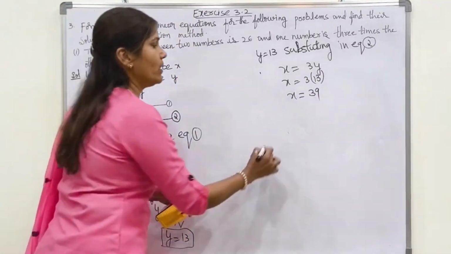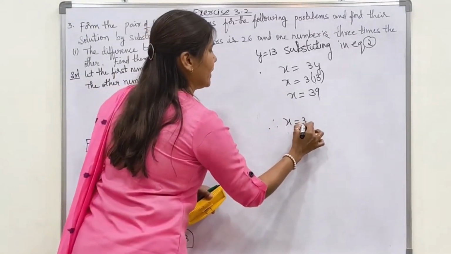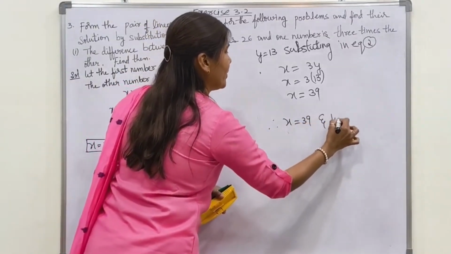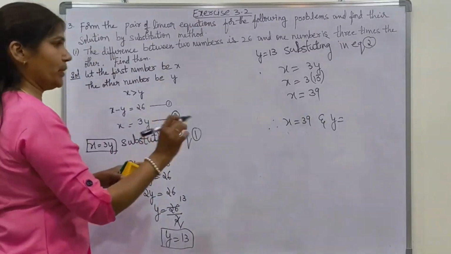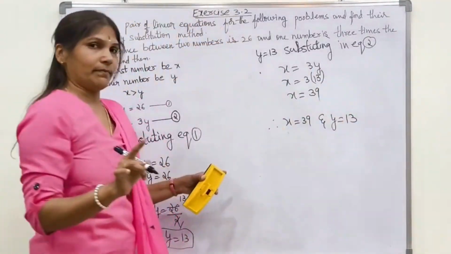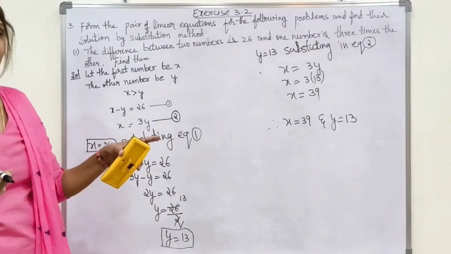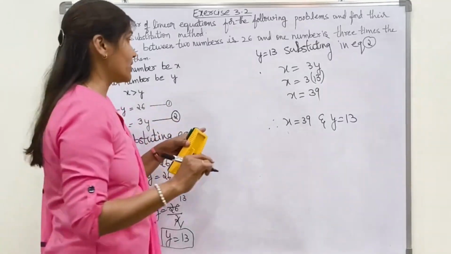So therefore x is equal to 39 and y is equal to, what is the y value? Y is equal to 13. So the x value is 39, the y value is 13. Whether it is right or wrong, we can also compare.